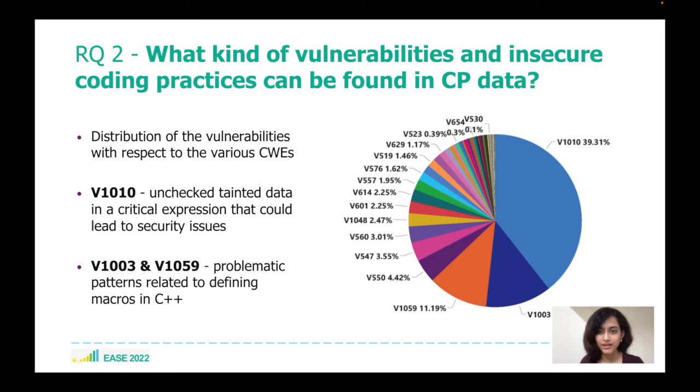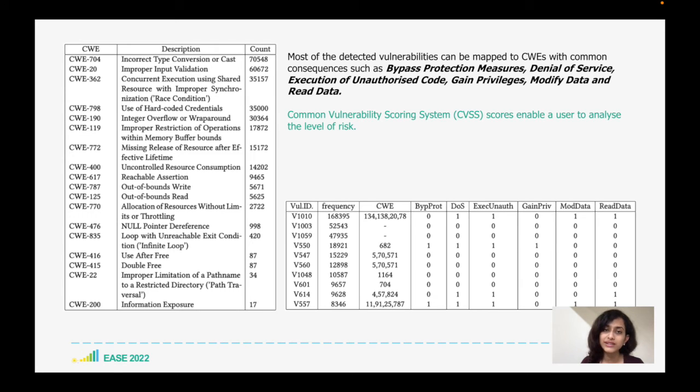V1003 and V1059 have no CWE associated with them, but they are a common class of problematic patterns related to defining macros in C++ that could lead to many unforeseen errors, significantly reducing the reliability of the code. This table here shows the most frequently flagged CWEs as reported by Parasoft C++ test. According to the official CWE documentation, many of these identified vulnerabilities can cause security concerns, leading to issues such as denial of service, unauthorized memory access, bypassing access control measures. The remaining undermine the security of the system indirectly and reduce its reliability. The other table here shows the major consequences associated with the most frequently detected VIDs.